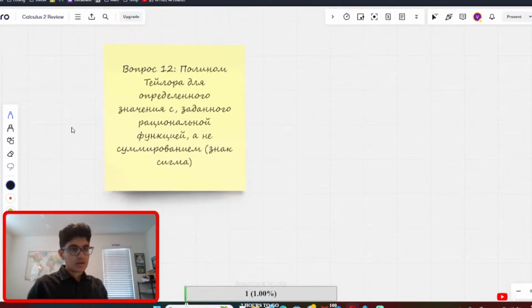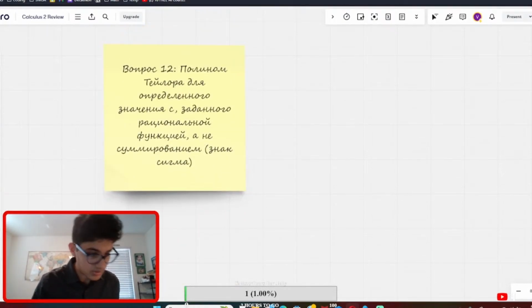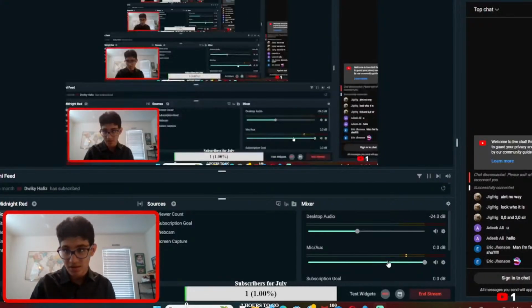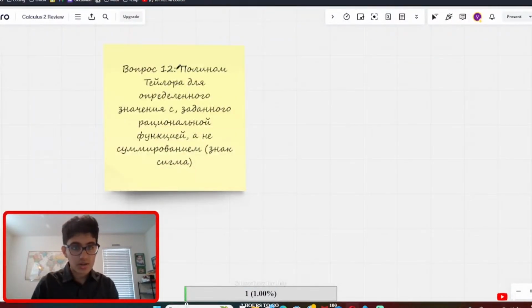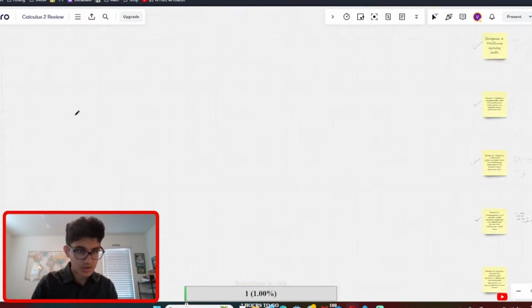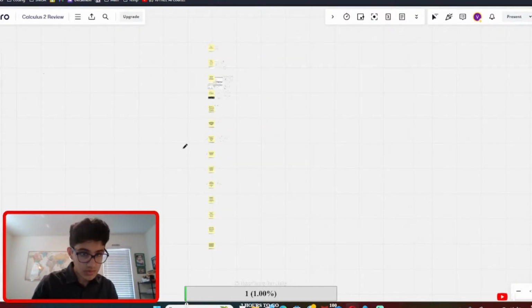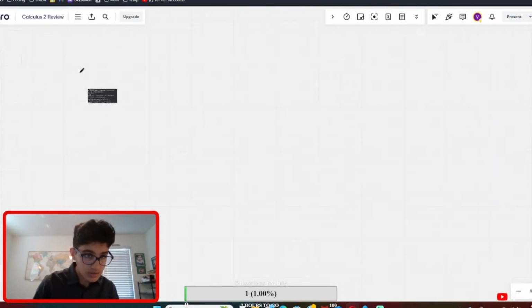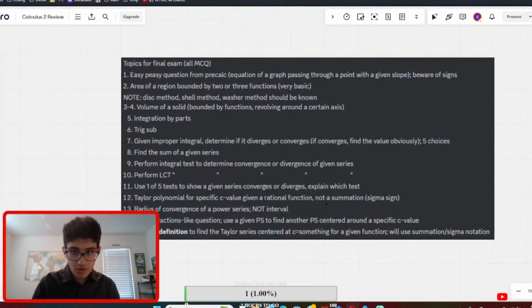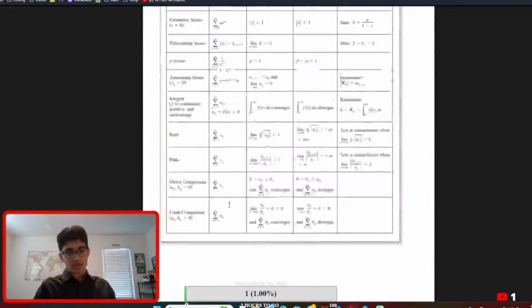Next one, question 12. This is probably the longest I've ever studied for something, at least in one go. It's already been almost 2 hours. Okay, this is using a Taylor series centered around c. I forgot what the last part is. Wait, where is the thing? Taylor polynomial given a rational function, and you just have to list out the first few terms for this. I remember the teacher saying that. Taylor polynomials are right after this, I think.